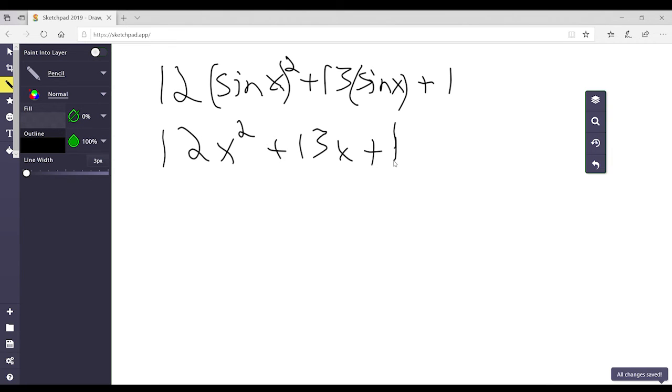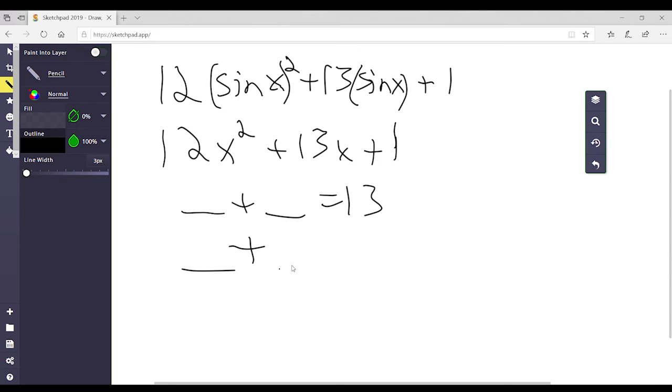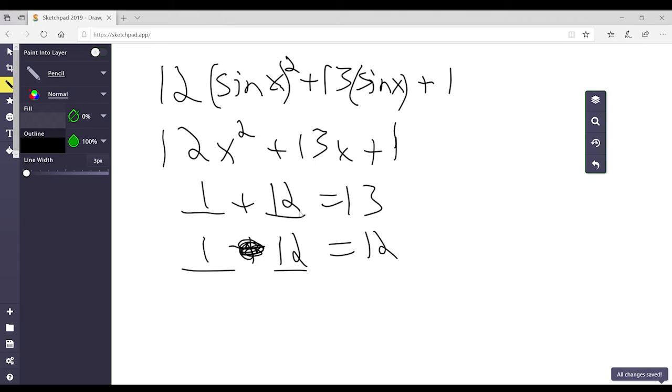Okay, so now we can find the two numbers that will add up to 13, and the two numbers that will multiply together to equal 12. 12 times 1. And these numbers work out to be 1 and 12. Okay. So now all that is left to do is simplify and substitute later on.